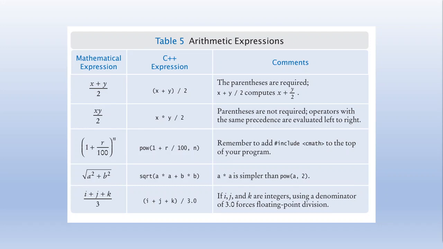Parentheses are used just as in algebra to indicate in which order the sub-expressions should be computed. Just as in regular algebraic notation, multiplication and division have a higher precedence than addition and subtraction. If both arguments of an arithmetic operation are integers, the result will be an integer. If one or both arguments are floating point numbers, the result will be a floating point number.